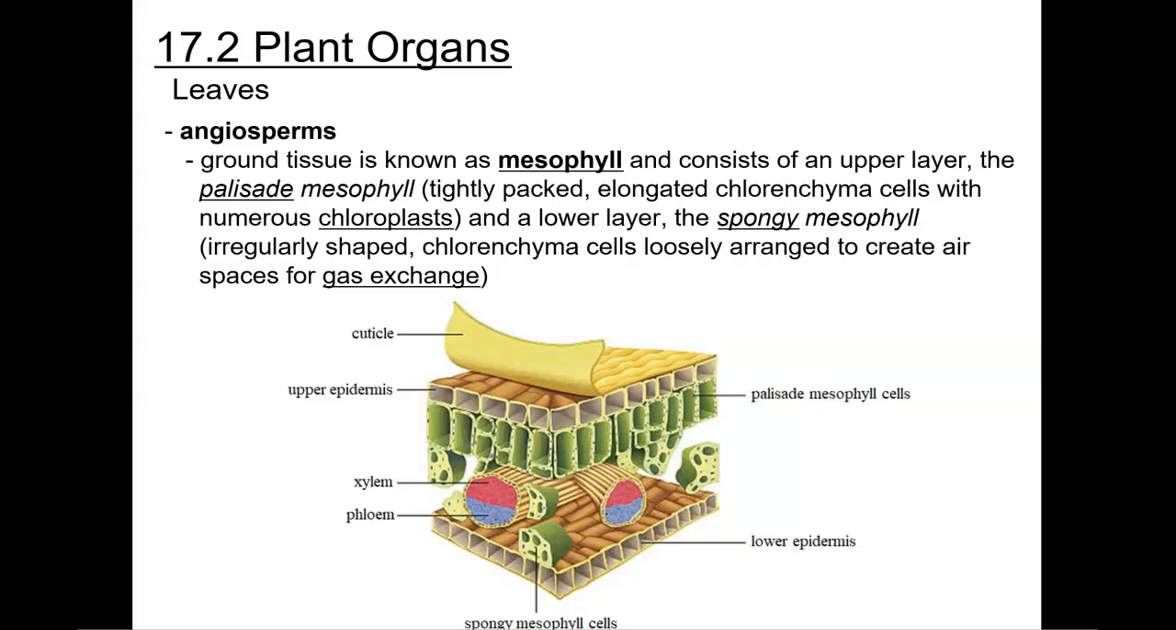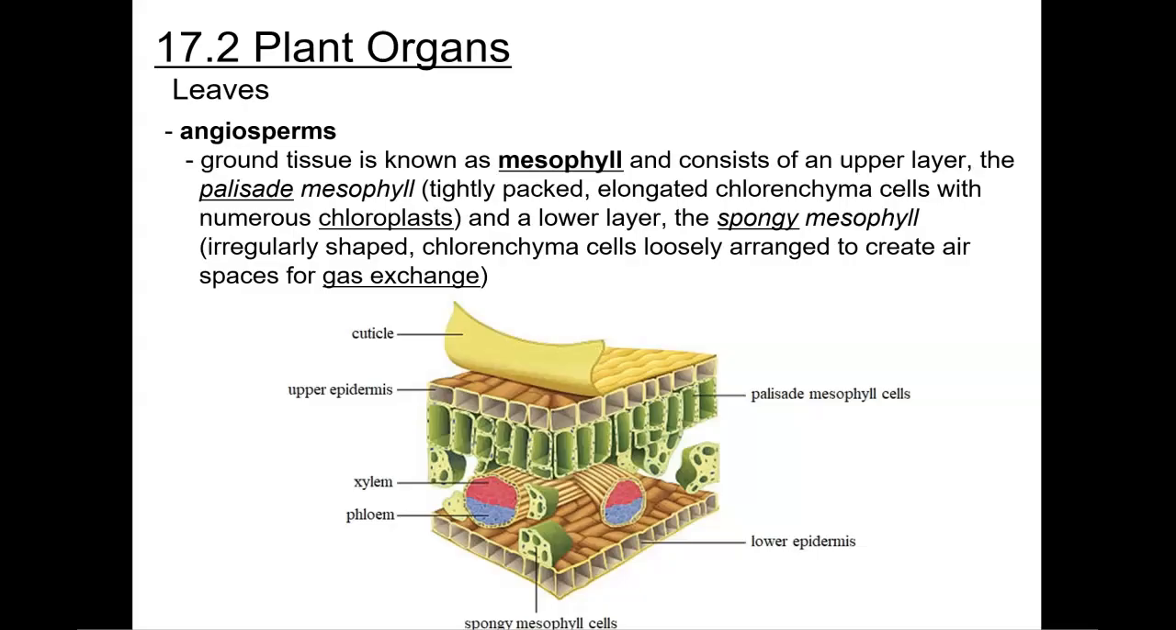All right, so going on through the ground tissue, we're going to talk about the mesophyll. That mesophyll is going to consist of an upper layer that we just showed you, that palisade mesophyll. Those are tightly packed together. They're elongated sclerenchyma cells, which are going to have numerous chloroplasts. So that's where your photosynthesis is occurring.